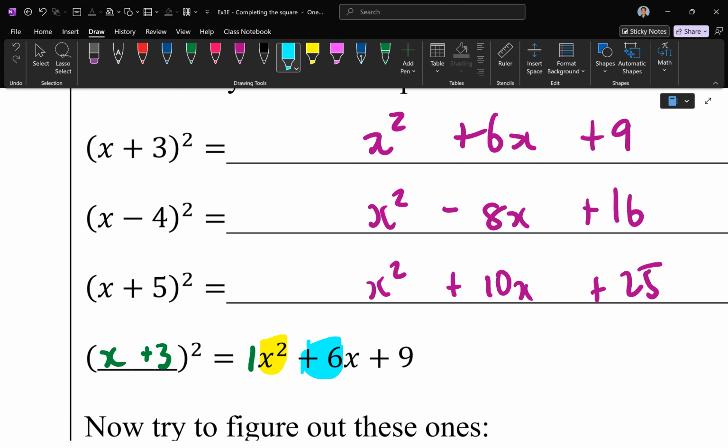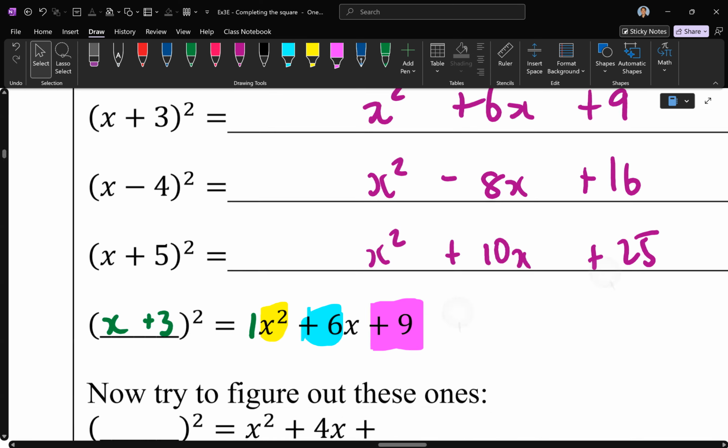But if that's a positive 3, then I definitely know what the last number is. Because if that's a positive 3, then this has to be 3 squared, which gives you 9. Just like this, 5 squared gives you 25. Negative 4 squared gives you 16. And positive 3 squared again gives you 9. Make sense? Okay, so the key part is, as long as you know the first 2 terms in the brackets, you know what the last number is. And that's what completing the square means.